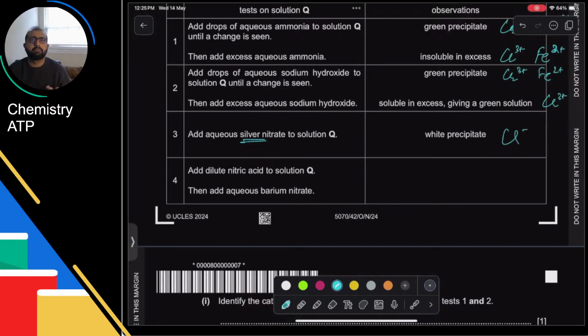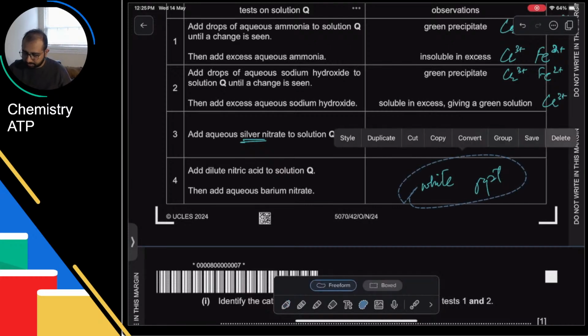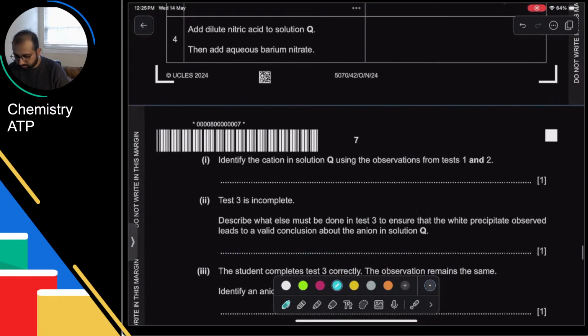With barium nitrate, we are most likely checking for sulfate ion, so white precipitate. Okay, so that is what most likely we are going to get. Wait a minute, I don't know if we're going to get that or not, so why am I writing it? Maybe we don't get anything.